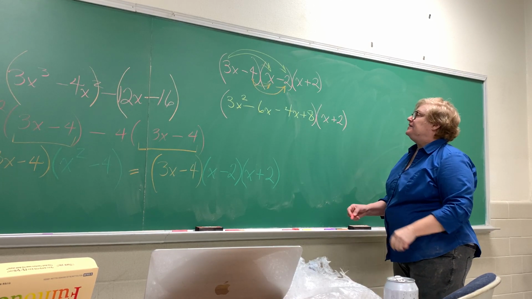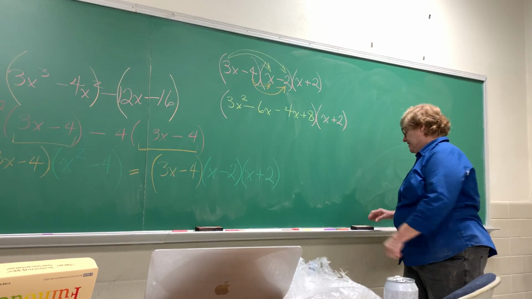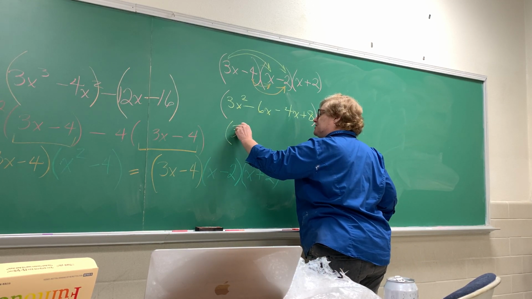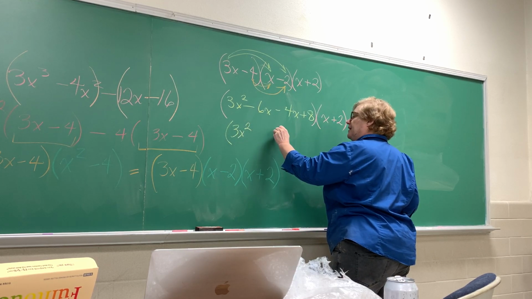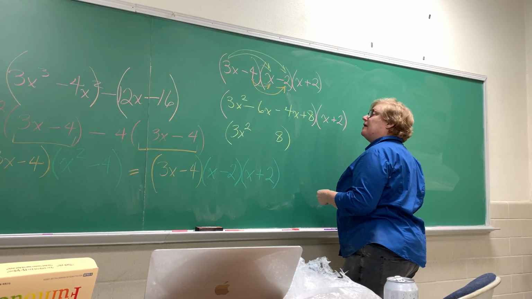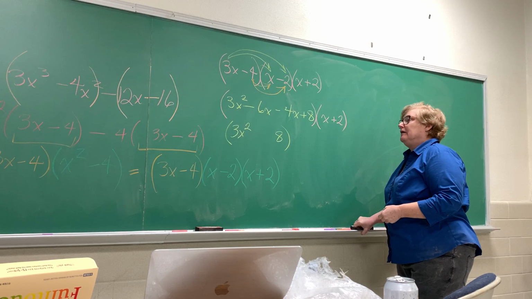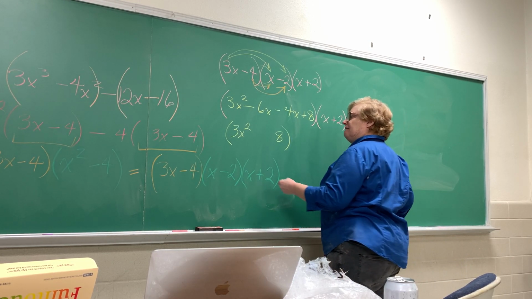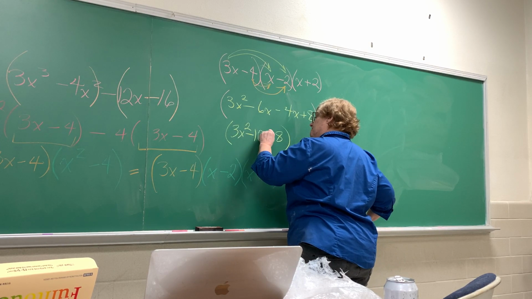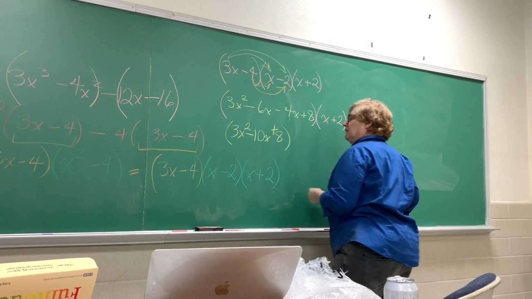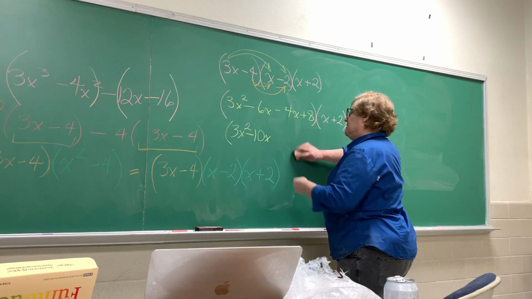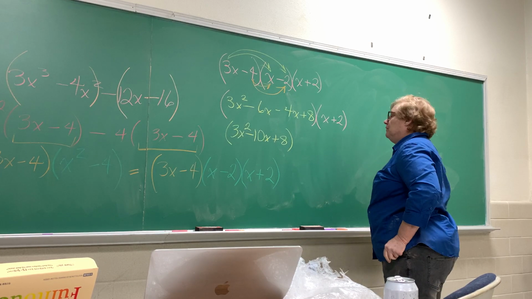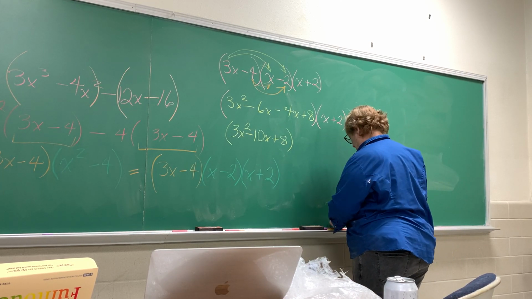And can we combine any terms? Good. So the 3x squared can't be combined, or the 8, but what can we combine? Negative 6x and negative 4x. Yes, so what is negative 6 minus 4? Negative 10x. It's just x, not x squared, because they're both just x's. Okay.